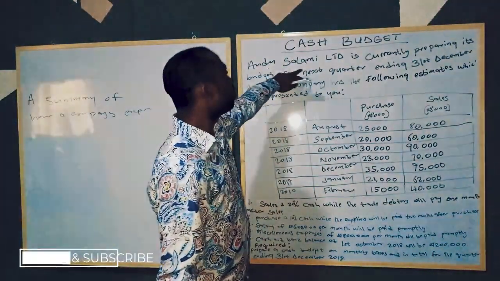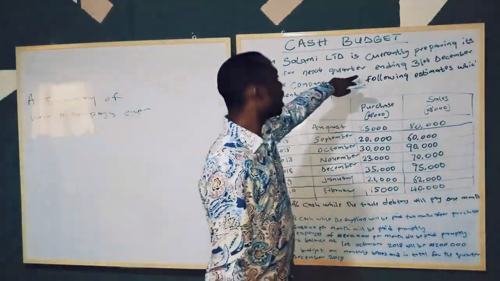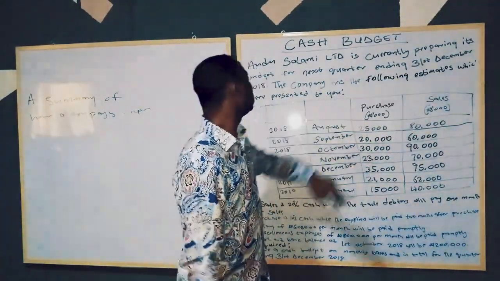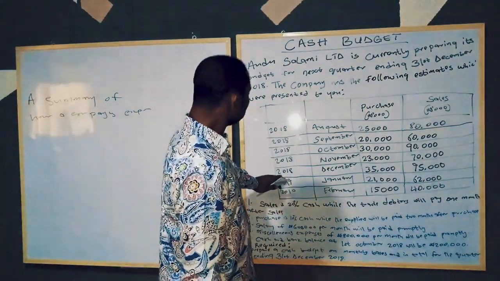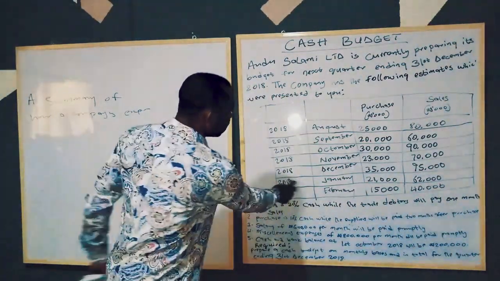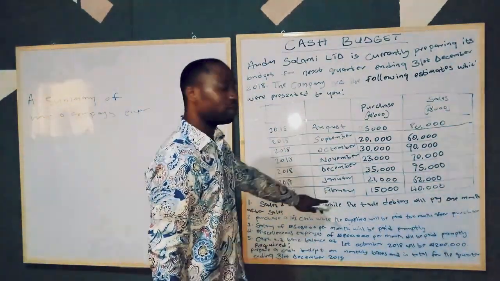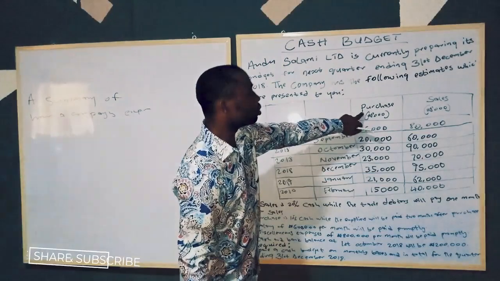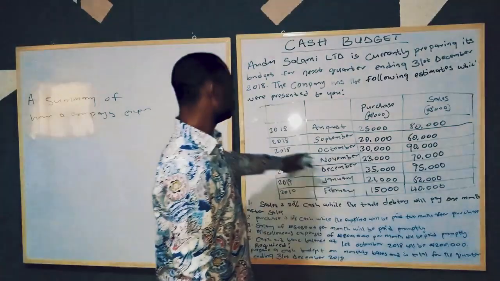We say Audu Salami Limited is currently preparing its budget for next quarter ending 31st December 2018. The company has the following estimates which were presented to you. We have the year 2018, from August to December, then we have January and February, which is 2019. Then they gave us the list of the purchases. It's in millions, that's why we have 000 up here. Then they gave us the figure of the sales for each month.